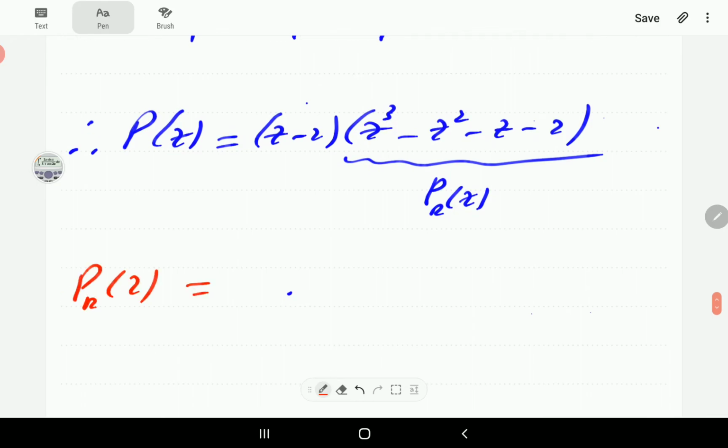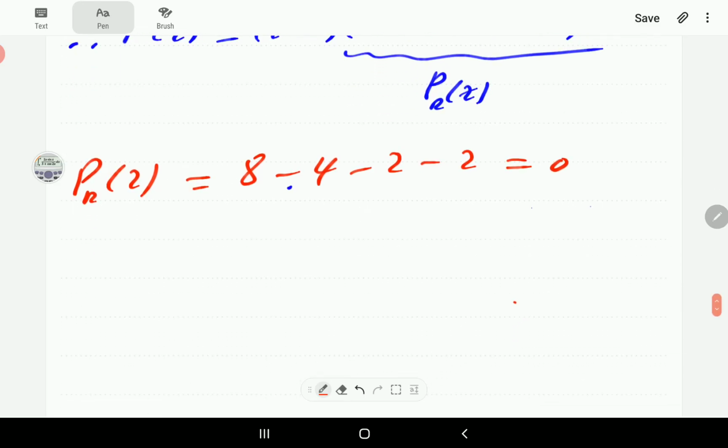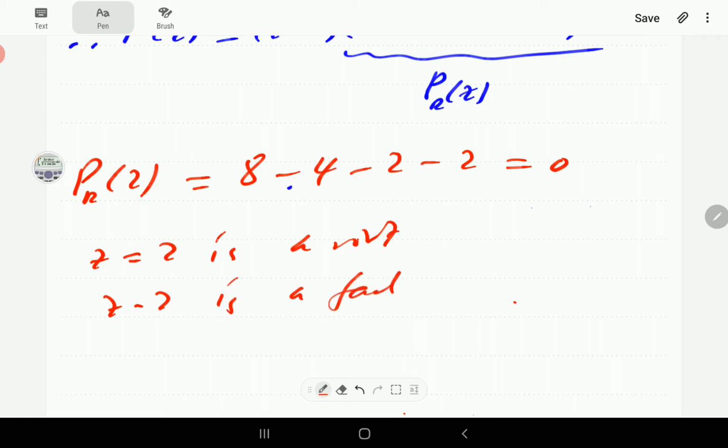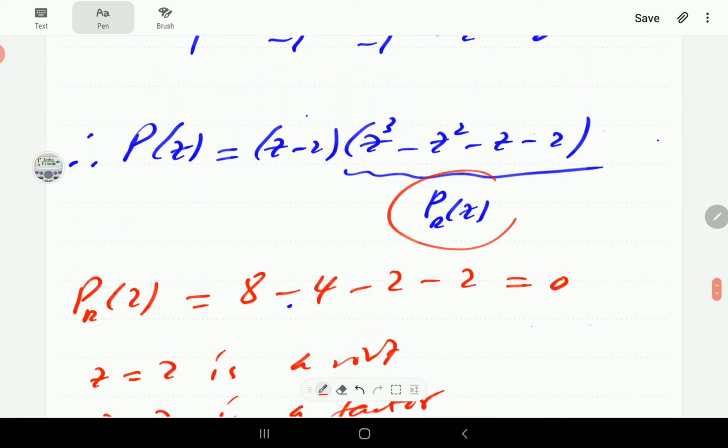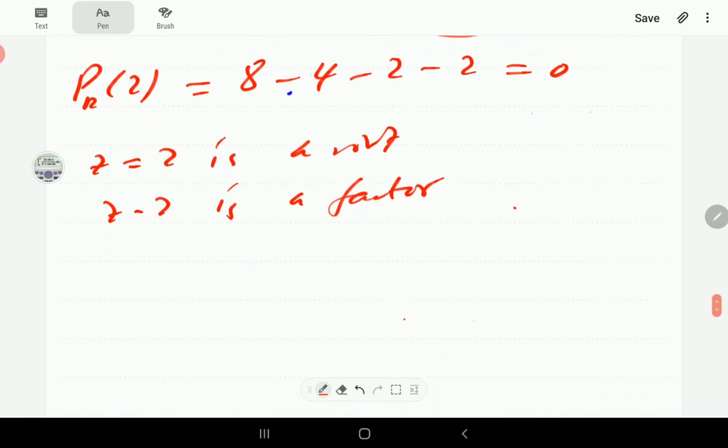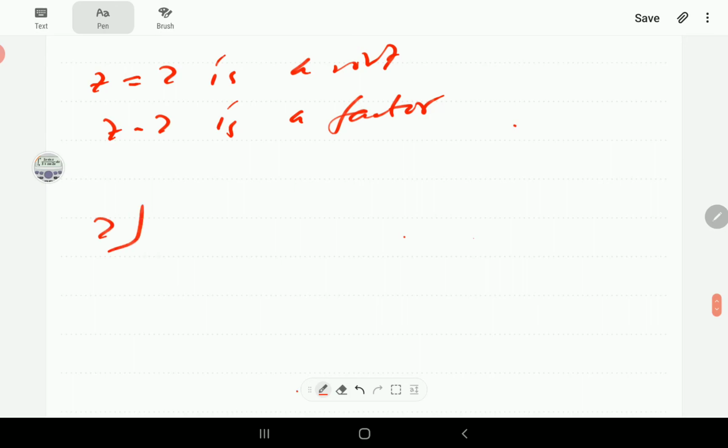So if we plug in 2 here, this is going to be 8. That is going to be 4 minus 2 minus 2. And as luck would have it, this is actually 0. So that means z equals 2 is a root, and z minus 2 is a factor of this reduced polynomial now. So we're going to have to divide this by z minus 2 using synthetic division.